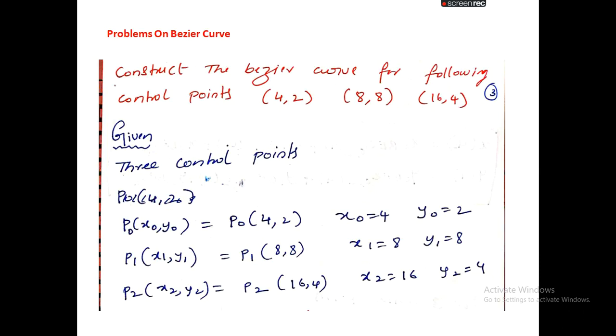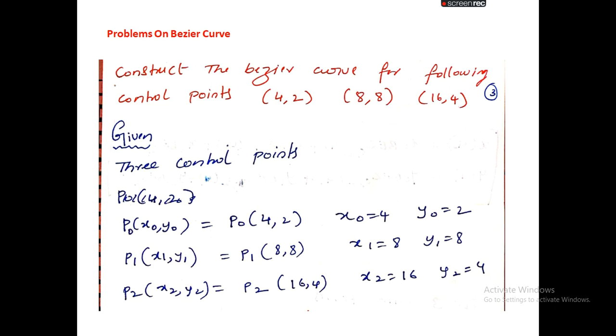The problem statement is like this: construct the Bezier curve for the following control points. The first control point is 4, 2. The second control point is 8, 8. The third control point is 16, 4. For this problem statement, we need to create one curve.